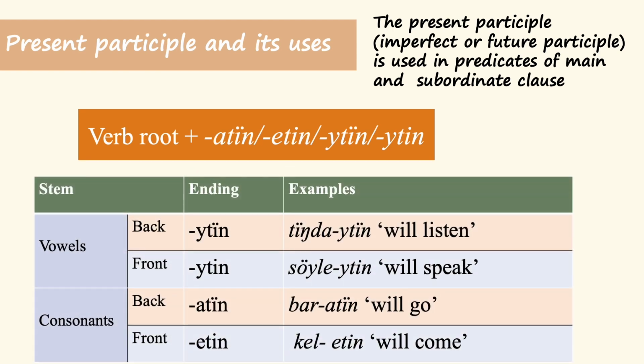If the verb is ended in a vowel, you add йтын or йтін, depending on its last syllable. Example: тыңдайтын, will listen, сөйлейтін, will speak. If the verb is ended in a consonant, the forms атын or етін should be added. Example: баратын, will go, келетін, will come.